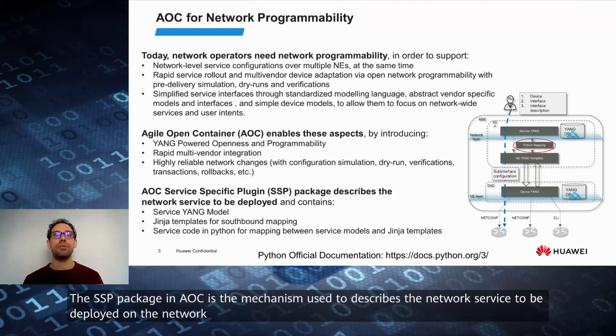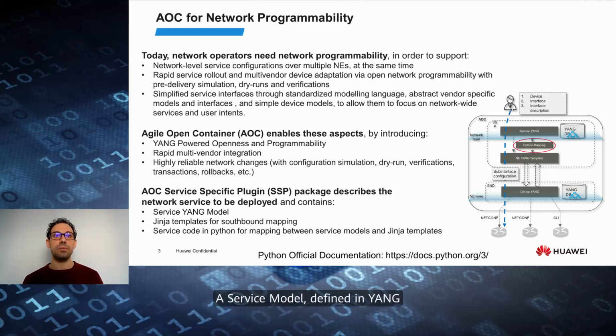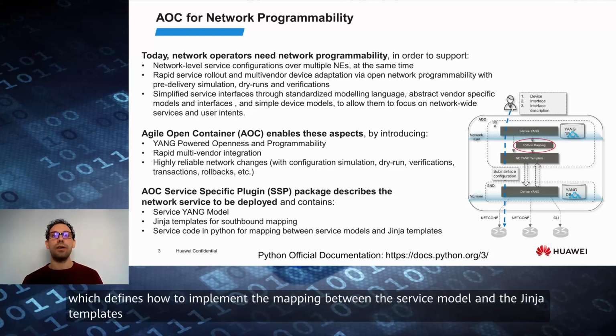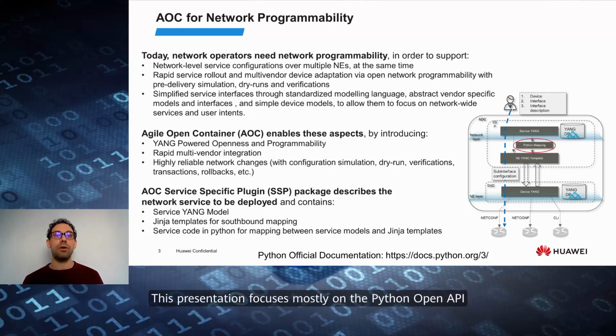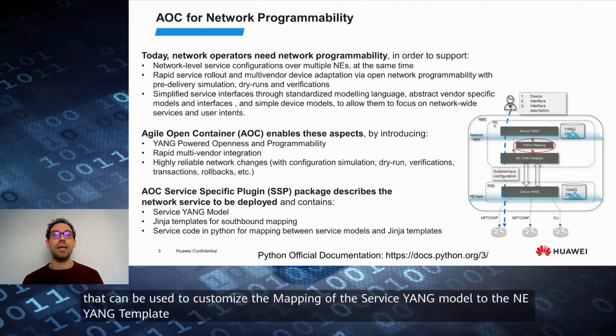The SSP package in AOC is the mechanism used to describe the network service to be deployed on the network, and it contains a service model, defined in Yang, a set of Jinja templates for southbound mapping, and service-specific mapping code written in Python, which defines how to implement the mapping between the service model and the Jinja templates. This presentation focuses mostly on the Python Open API that can be used to customize the mapping of the service Yang model to the network element Yang template.